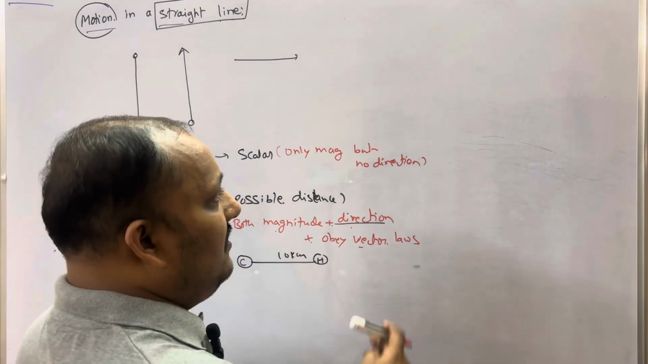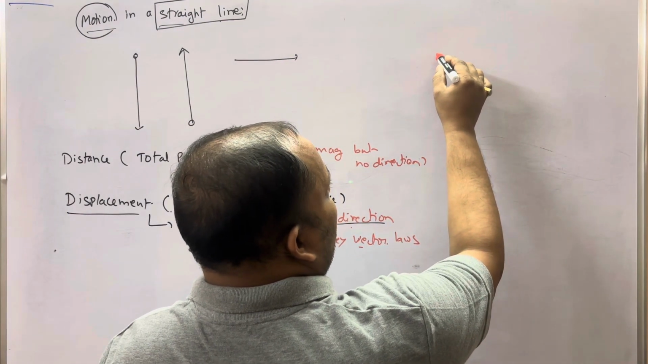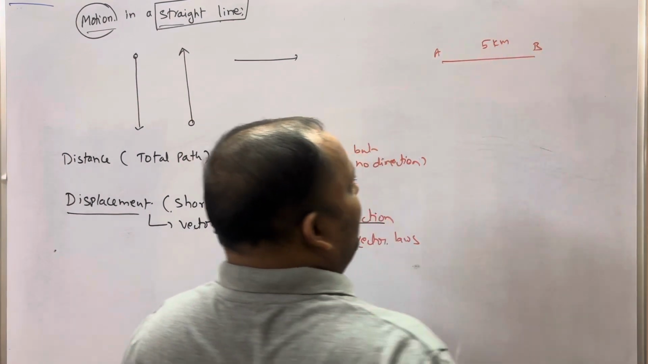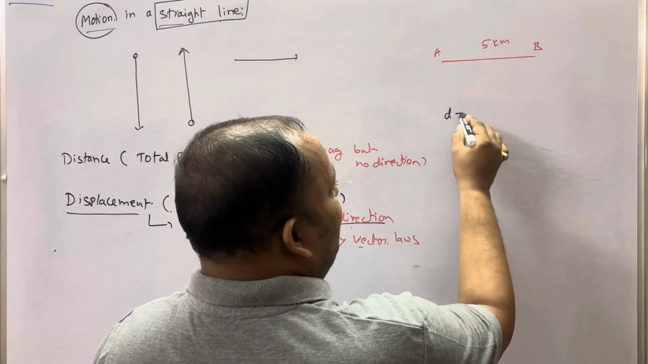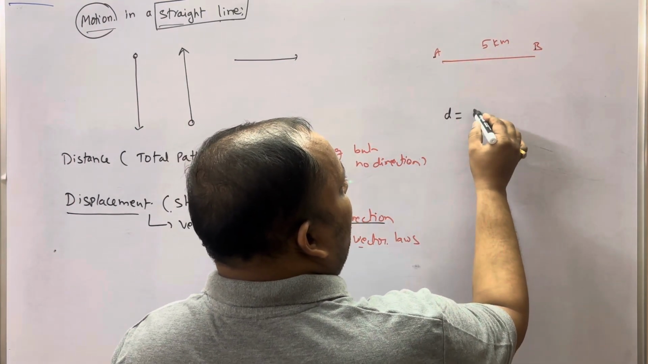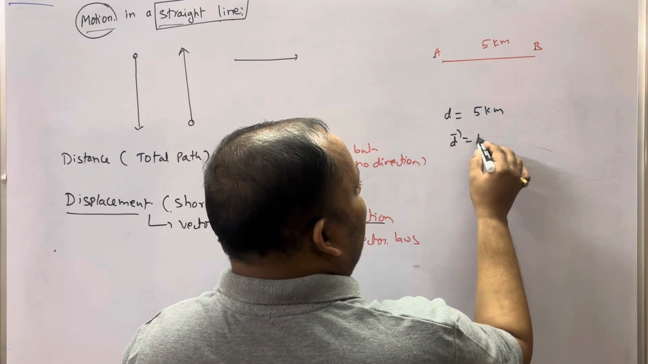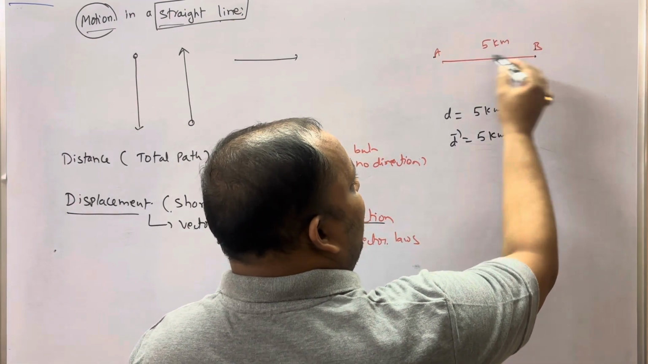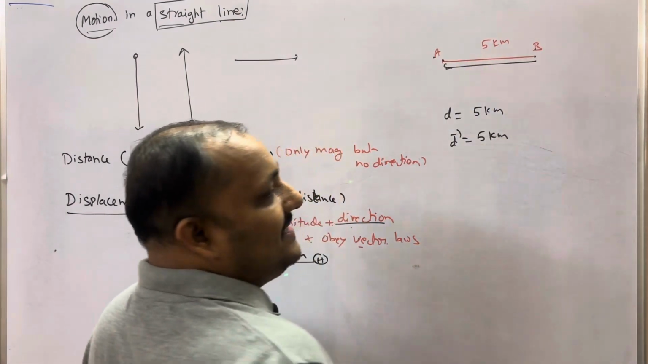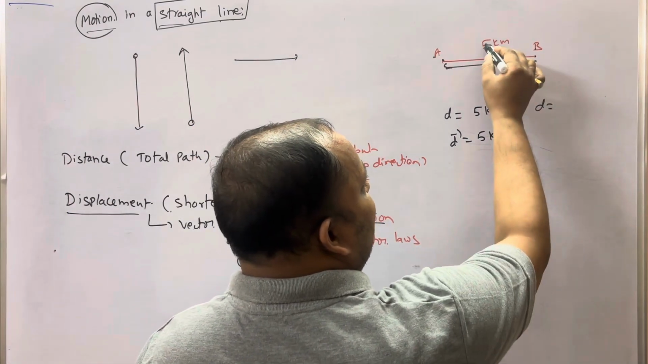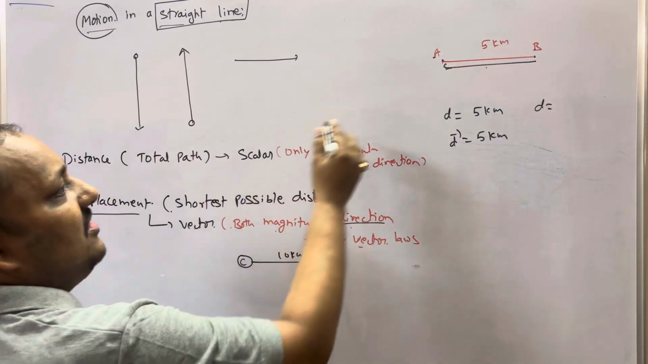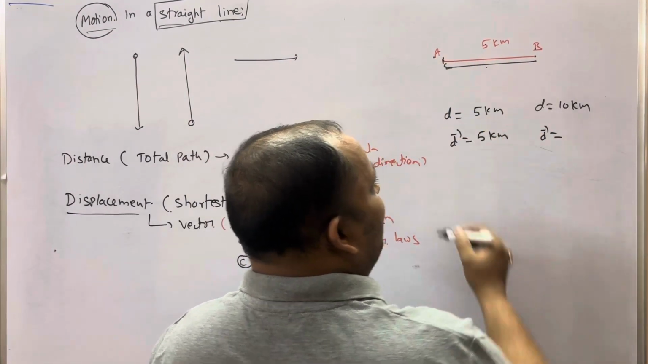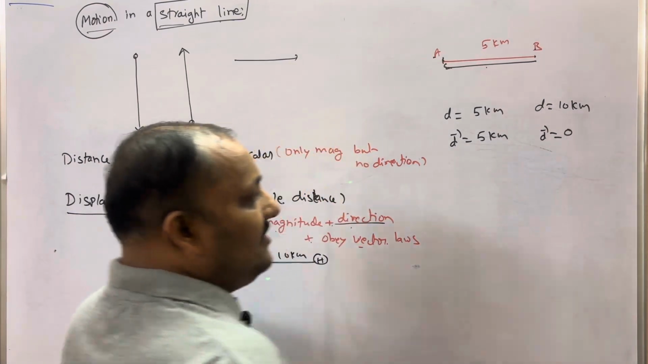Now we will see how problems are going to be asked. From A to B, one object is moving. A to B distance is 5 kilometers. Now what is the distance? What is the displacement? Distance from A to B is 5 kilometers. Displacement is also 5 kilometers. Correct? Next, after reaching B, again he came back to A. Now he is at A. Now what is the distance? Distance means 5 plus 5. Total path, according to the definition, is 5 plus 5, total 10 kilometers. What is the displacement? Here finally it is reaching A, therefore displacement is 0.